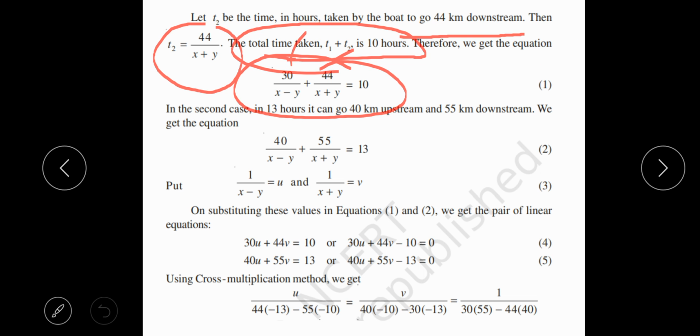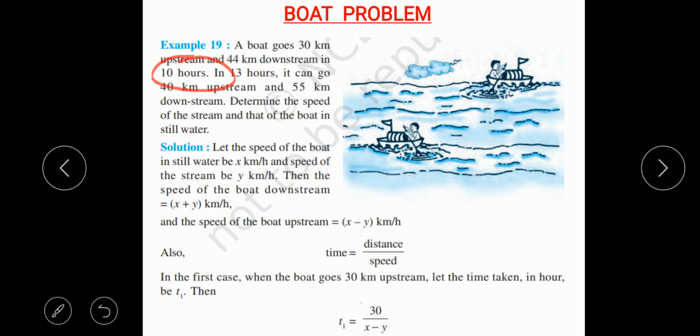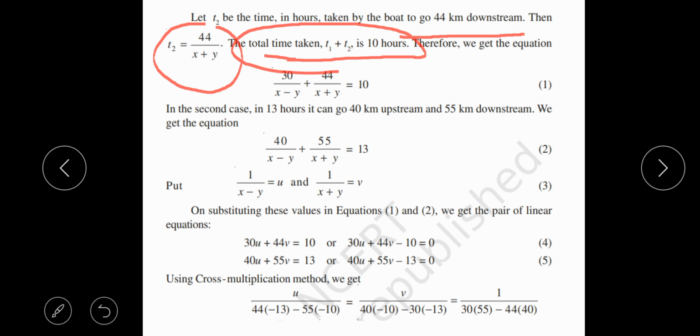Now let us consider the second case. In the second case, the total time given is 13 hours, and it can go 40 kilometer upstream and 55 kilometer downstream. Again we have to do the same thing. So 40 upon x minus y, means upstream, plus 55 upon x plus y, means downstream. Then the total time taken is 13. So give it as number 2 equation.